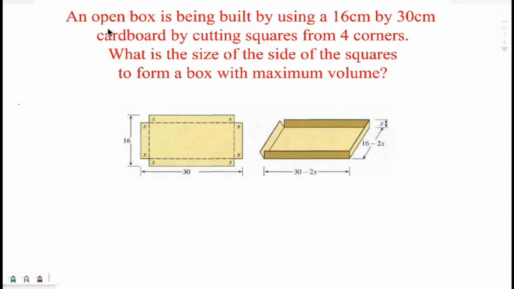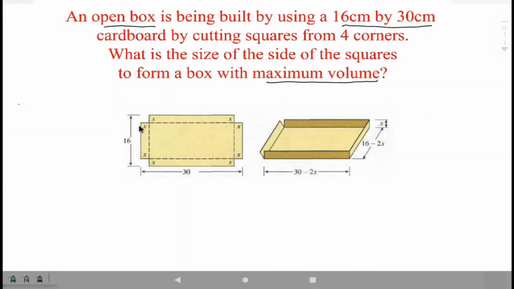An open box is being built by using a 16 centimeter by 30 centimeter cardboard by cutting squares from 4 corners. What is the size of the side of the squares to form a box with maximum volume? First, we need to understand the question.